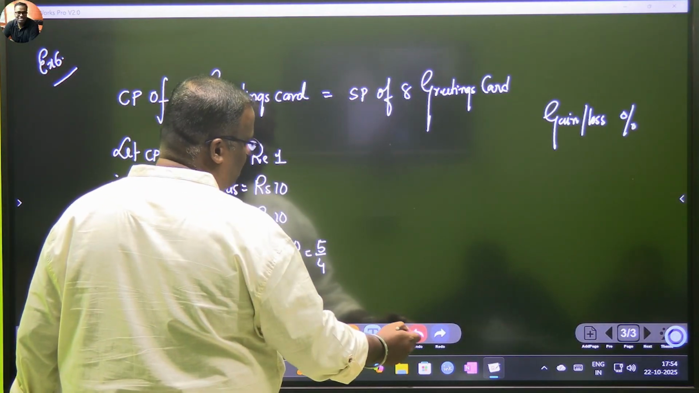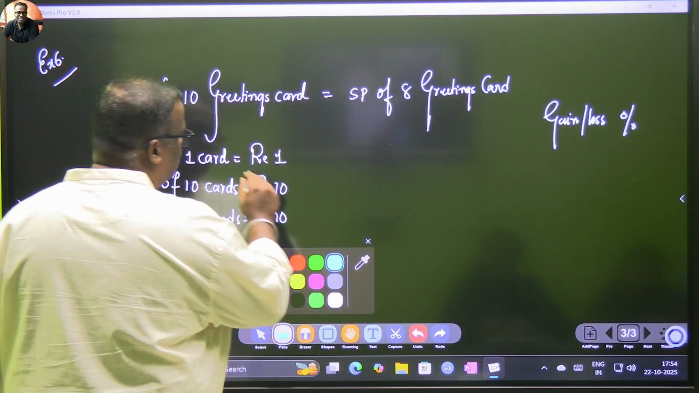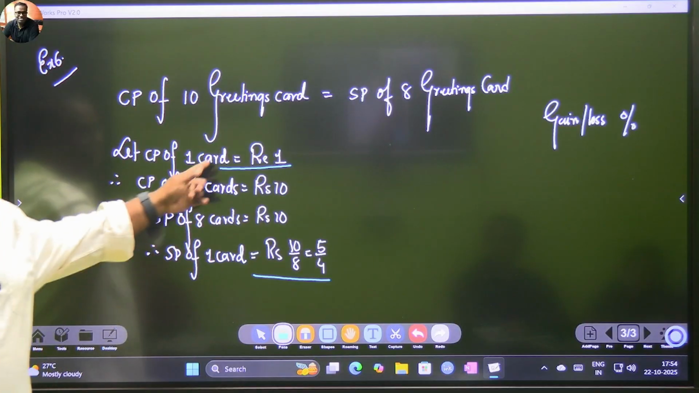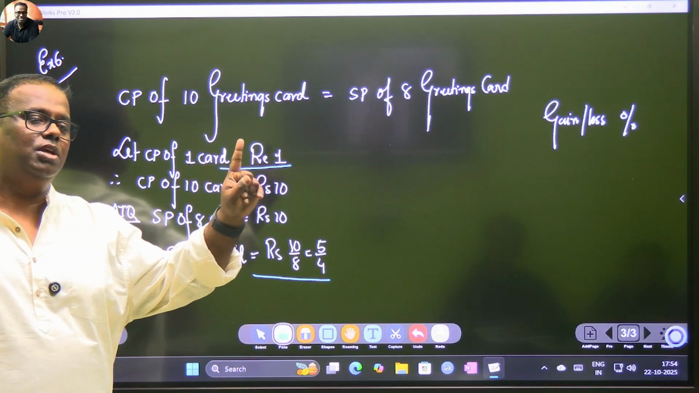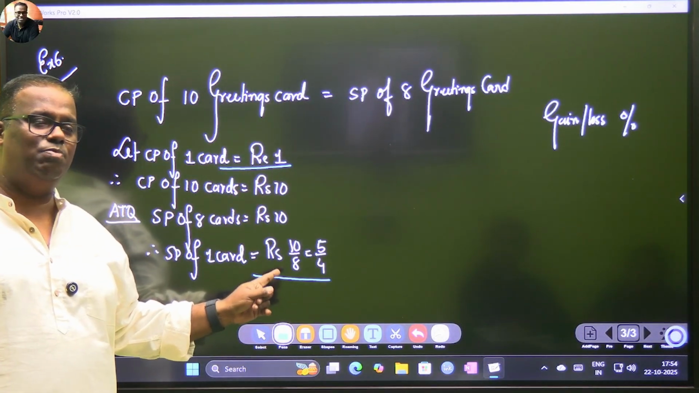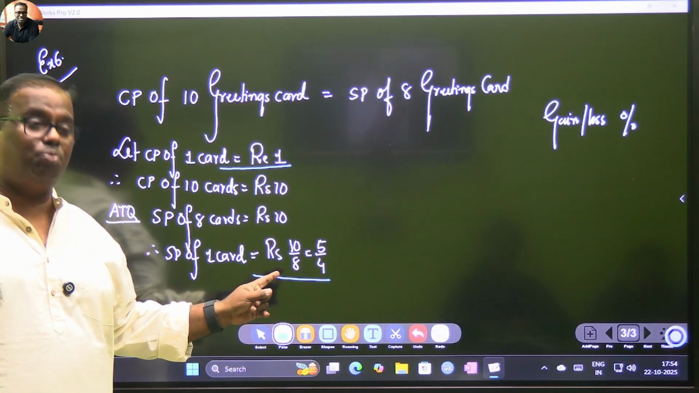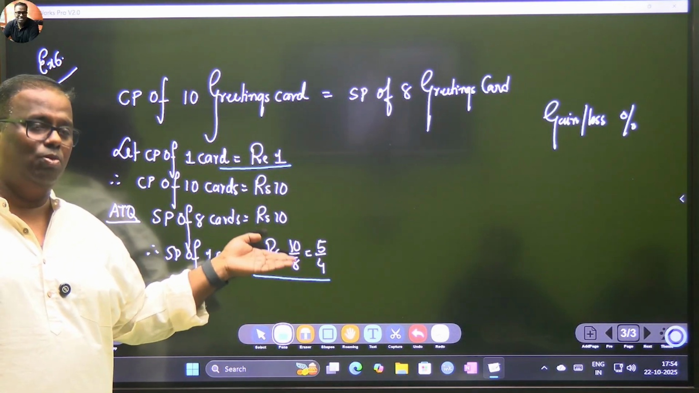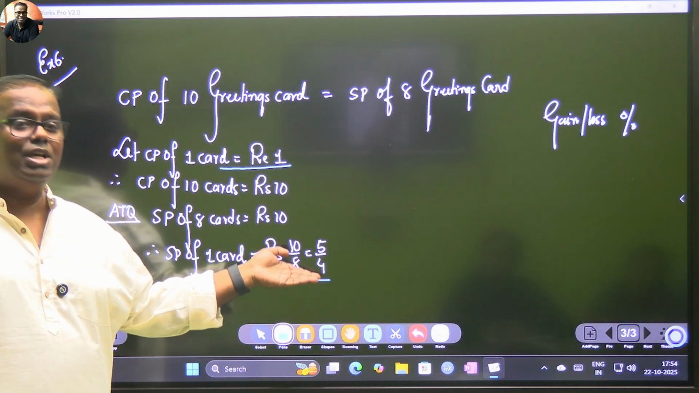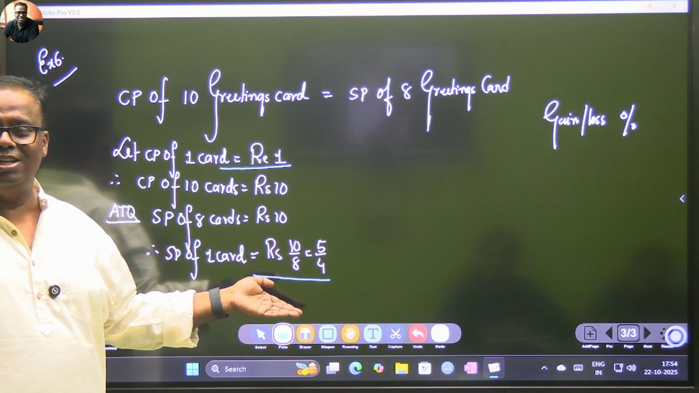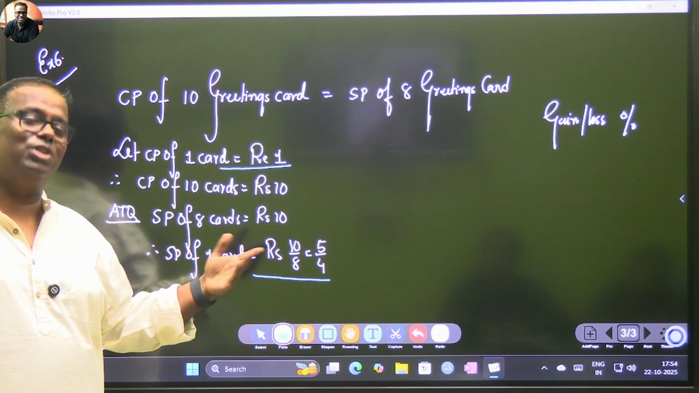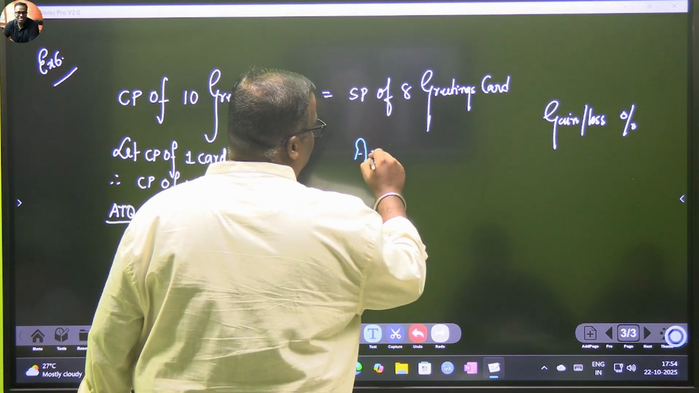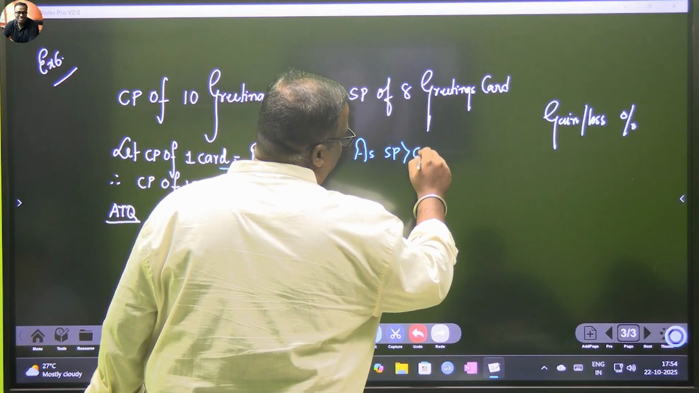So now, put your eyes on these two. Look, children, put your eye on this one and on this one. This was the price of 1 card, 1 rupee. Selling price of 1 card is 5 by 4. Is 5 by 4 a proper or improper fraction? Improper fraction. Its value is any day more than 1. 5 mangoes eaten by 4 children, each child will get at least more than 1. So don't you see here? We'll write that SP overshoots CP.